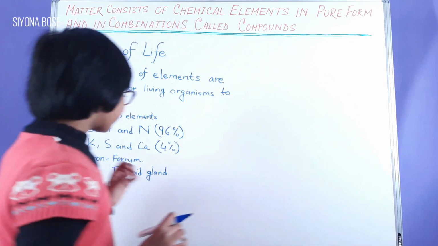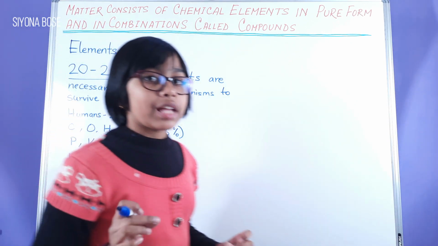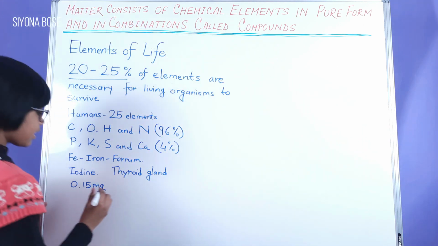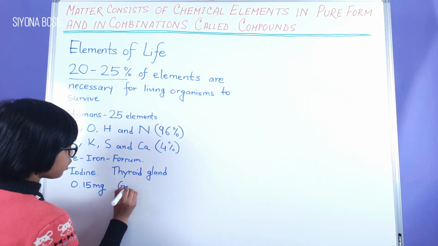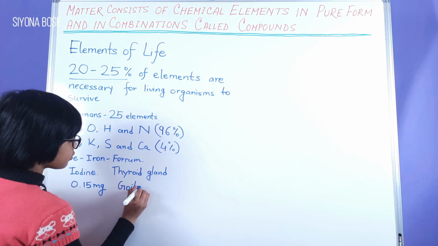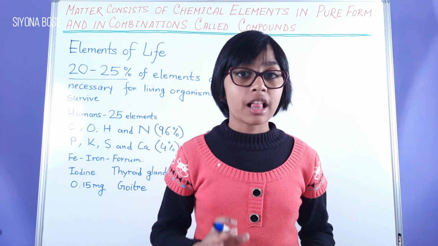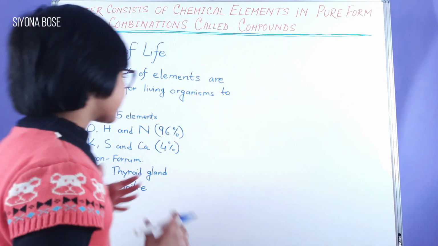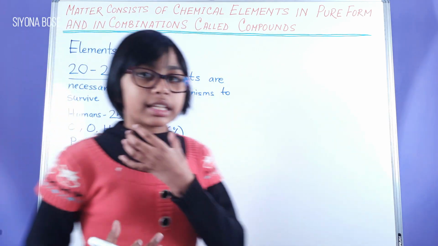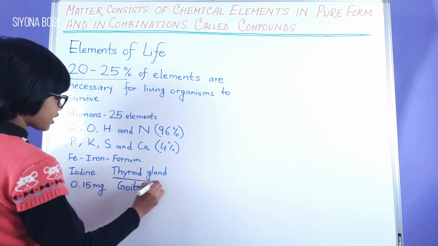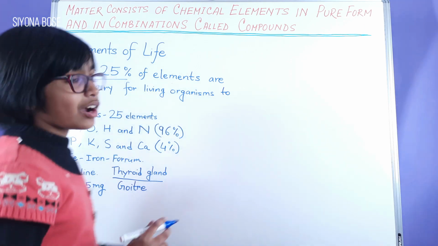But iodine deficiency, that means the lack of iodine in our body, can lead to a deficiency disease called goiter. In this disease, the thyroid gland swells up abnormally, leading to a very swelled up neck. The thyroid gland swells up due to the deficiency of iodine.